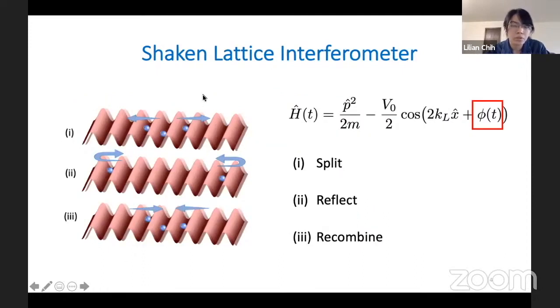So we're going to build a Mach-Zehnder interferometer in this shaken lattice. And to do so, we need to design the analogous optical components, the beam splitters, the mirror, and the recombiner. This entails carefully engineering phi of t so that the atoms in the lattice are split, reflected, and recombined.